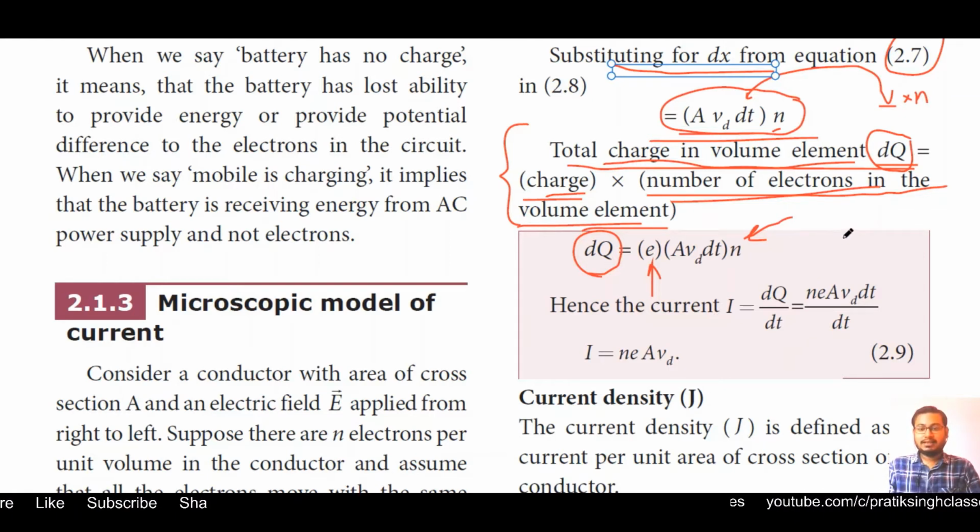Or you can also say the total amount of charge in the given conductor, as we have seen in the previous slide, where we have taken only these two regions from here to here. If we have to find out the total charge from here to here, we find the charge per unit volume multiplied by total volume. Or we can find it another way: dq is equal to charge into number of electrons in the volume element. So dq is equal to E into A Vd into dt into n.